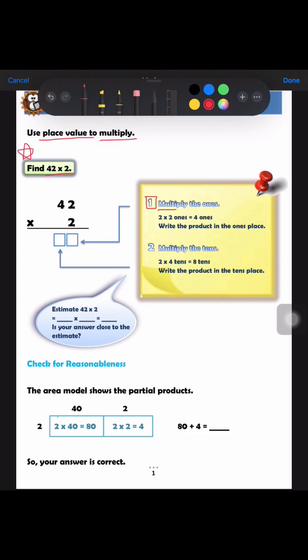Step 1, we need to multiply the ones. So 2 times 2 ones equals 4 ones. So we write down 4 in the ones place.